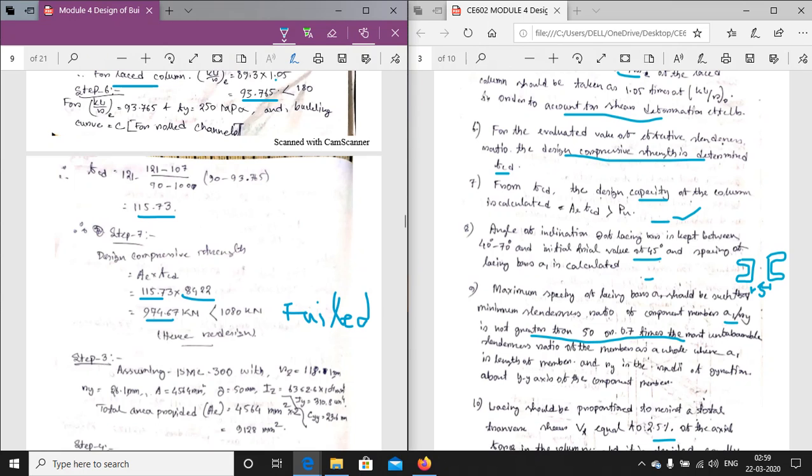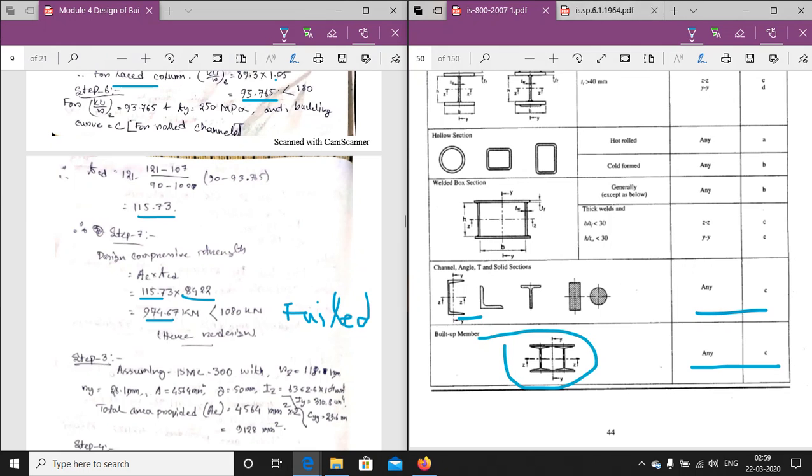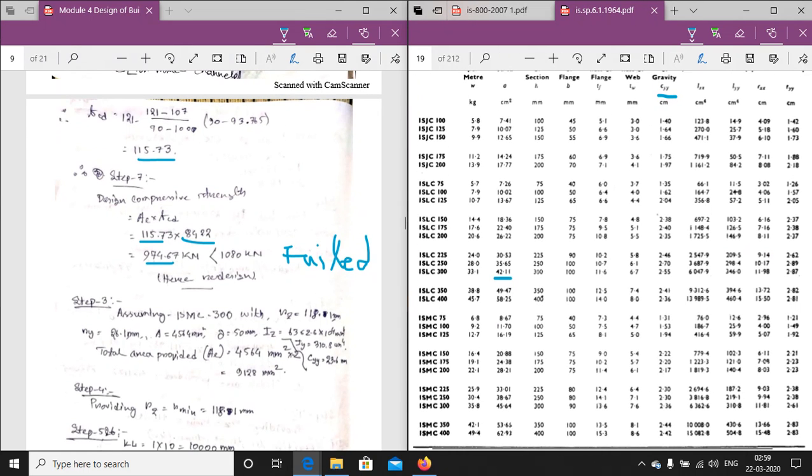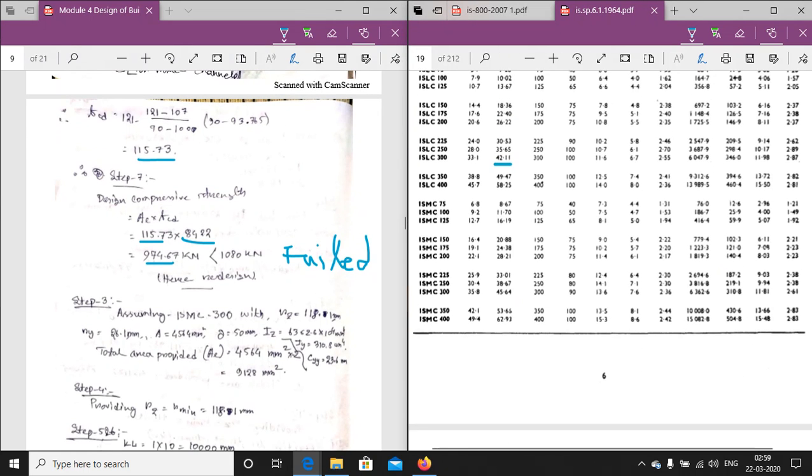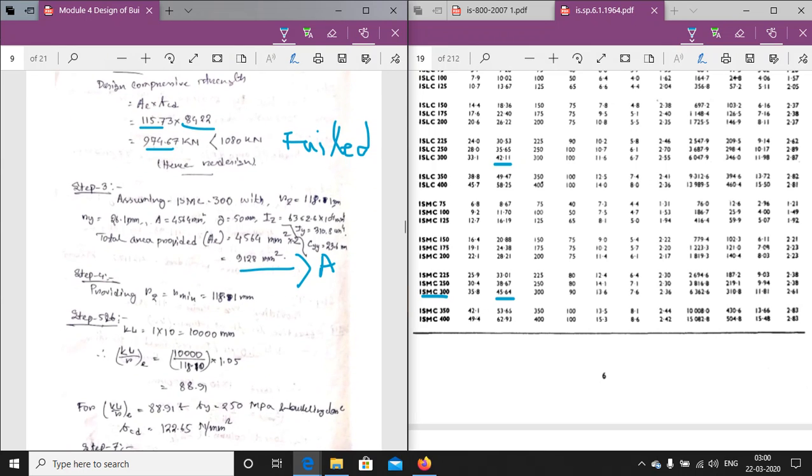So taking a higher value than that, that means taking ISMC 300. ISMC 300 having a sectional area 4564. The total area provided is equal to 9128, which is greater than A. So assuming ISMC 300 with all the properties are written here, IZ, IY, all the properties RY, RZ are also written here.